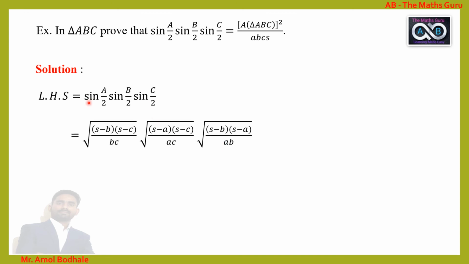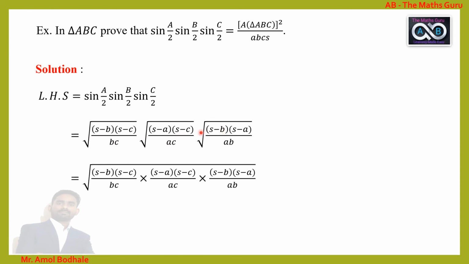Therefore sin A by 2 is the square root of (s − b)(s − c) upon bc, sin B by 2 is the square root of (s − a)(s − c) upon ac, and sin C by 2 is the square root of (s − b)(s − a) upon ab. These all terms are in square root, so we can combine them. We can write the square root of (s − b)(s − c) upon bc into (s − a)(s − c) upon ac into (s − b)(s − a) upon ab.